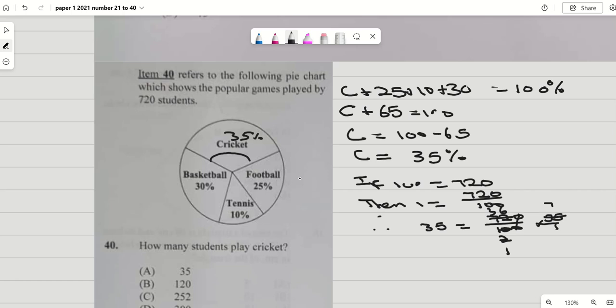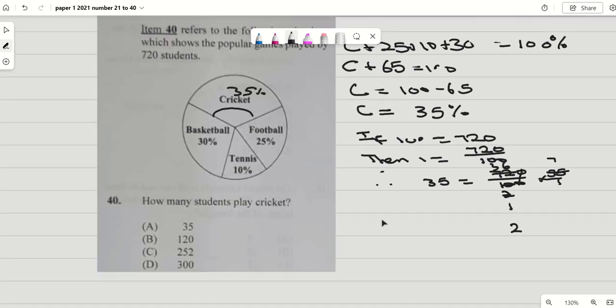Yeah, 36 by 7. 7 6s are 42. 7 3s are 21, 21 plus 4 is 25. So the answer is C. And that is how you would do this question.